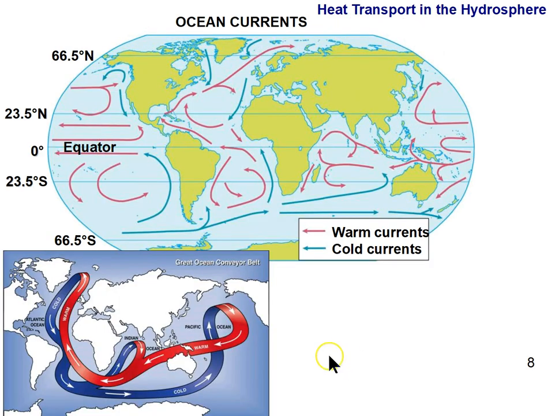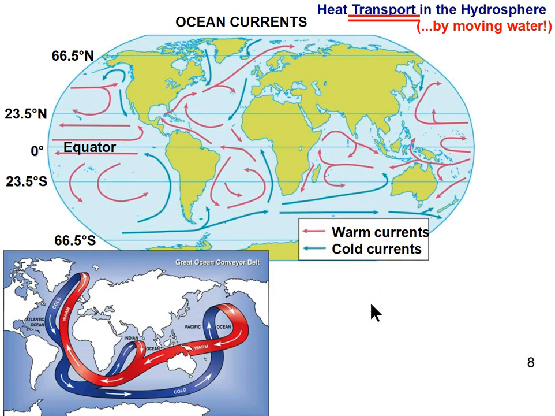We also find that heat is transported around the globe by water. So just like the movement of the air in the atmosphere transports heat, the movement of the water in the hydrosphere transports heat. And so in this diagram we see some of the major ocean currents, and you'll notice that there are warm currents and cold currents.